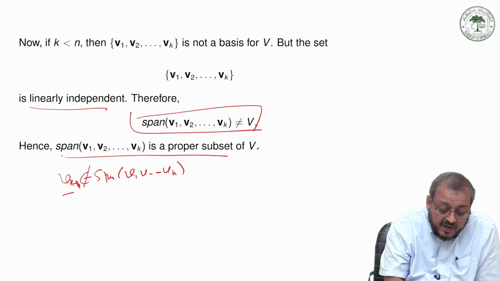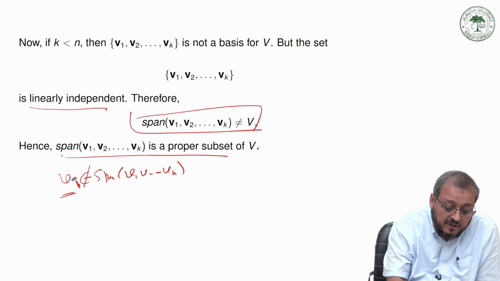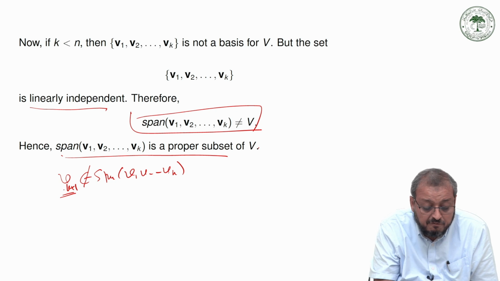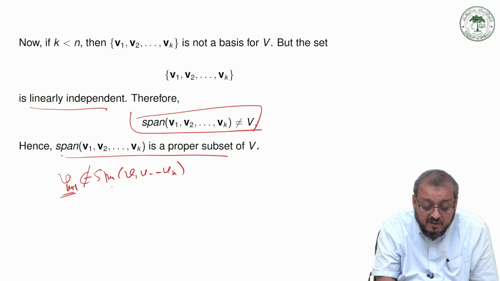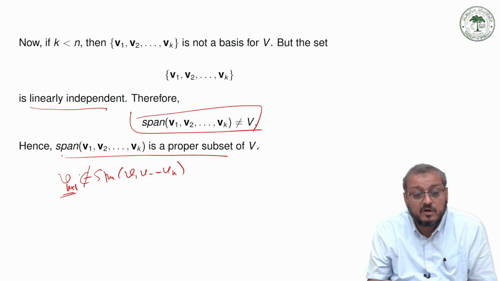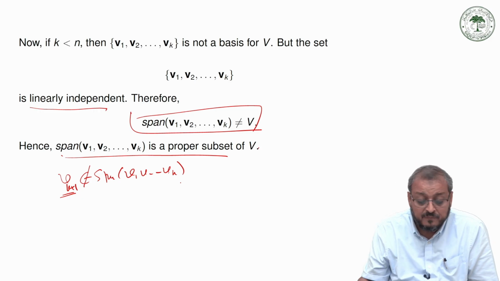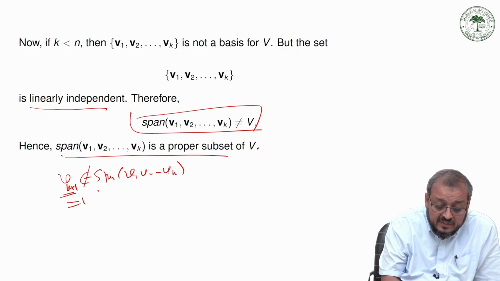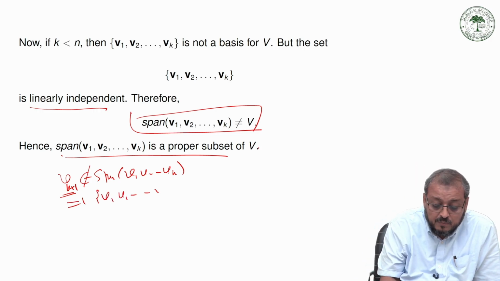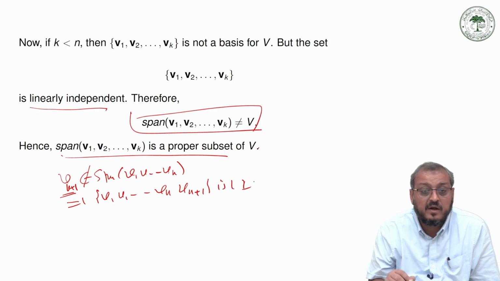If we find such an element v_{k+1} which does not belong to the span of v1, v2, ..., vk, then we can say that the set v1, v2, ..., v_{k+1} is linearly independent.